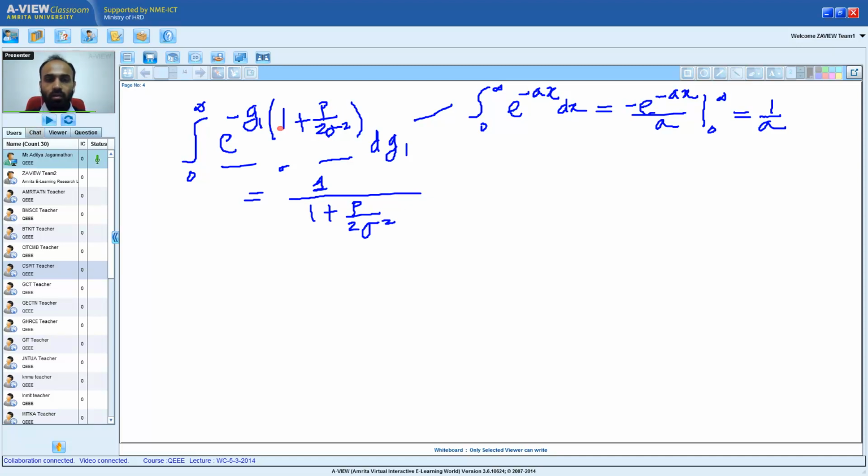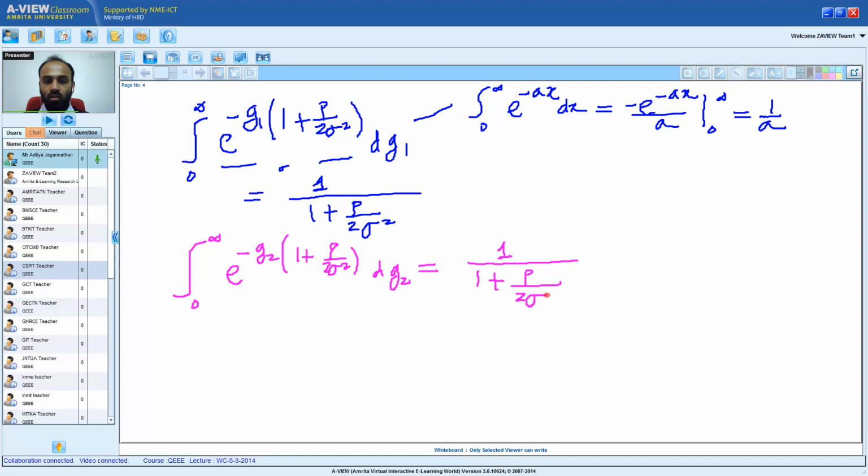Very good. Several colleges have responded. How about the integral from 0 to infinity of e to the power of minus g2 times 1 plus P over 2 sigma square, dg2? Everyone can see that is also the same. Correct. 1 plus P divided by 2 sigma square. Very good.